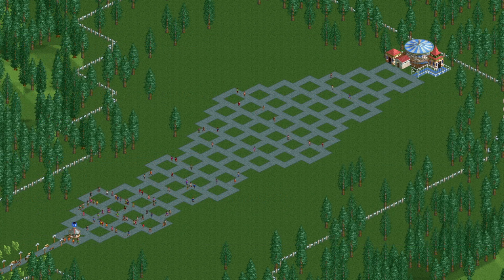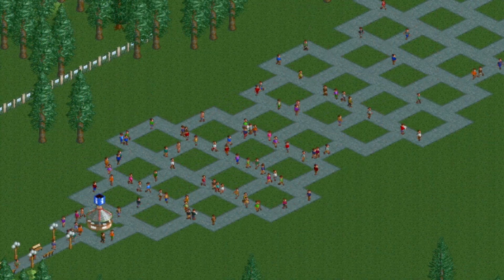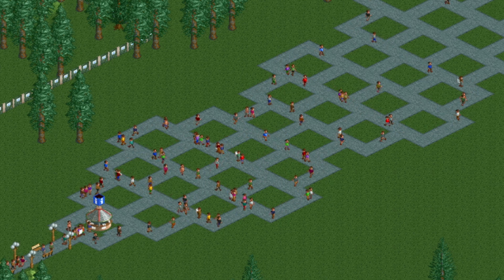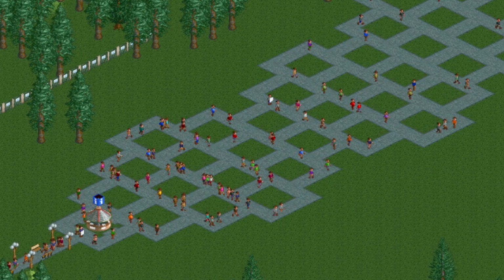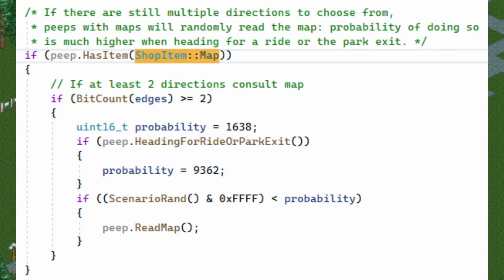And finally, here's just a little detail that doesn't really affect the gameplay much, but is still interesting to know. When guests are wandering around and they arrive at a junction and they have a park map, there's a possibility of around 2.5% they will take out their map if there are multiple directions to choose from. However, if they are heading for a ride or the park exit, this chance increases to around 14%. It's just one of those fun little details you never think about, but they add so much character to the game.